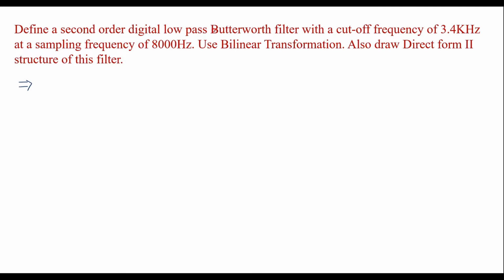So in this example, the cutoff frequency Fc is given, that is Fc is equal to 3.4 kilohertz, that is nothing but 3400 hertz. Along with that, a sampling frequency is given, that is Fs is equal to 8000 hertz. From this we can obtain T, which is equal to 1 upon Fs, that is nothing but 1 upon 8000 seconds.